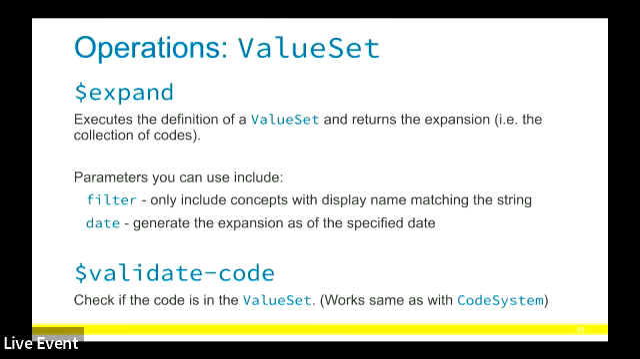And when you use the expand operation, you can pass in two key parameters. One is filter, which is to say I only want to include concepts whose display name matches the string, or date, and you can say generate the expansion of this value set based on a particular date. So that can be super handy. Validate code is an operation that works pretty much the same way as it does with the CodeSystem that we saw earlier, which basically just checks to say, hey, is this code that I'm asking about in the value set? And the server will return yes or no, it is.